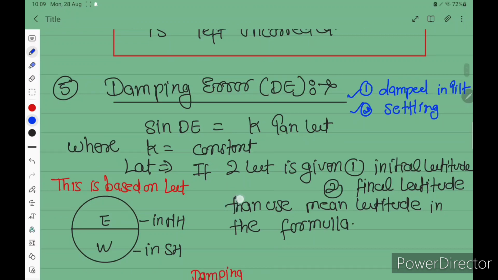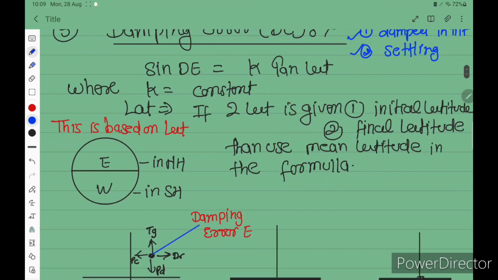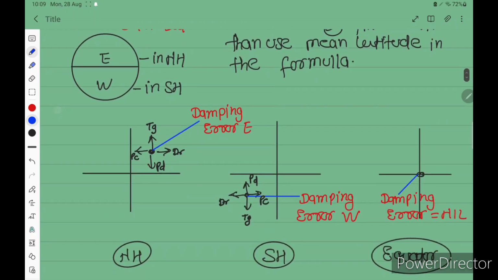Okay, naming is the same. If in the north hemisphere we put east, if in the south hemisphere we put west. And if the theory part comes, for damping error you have to make this diagram, so it will give you a good presentation in your exams and you will get more marks.